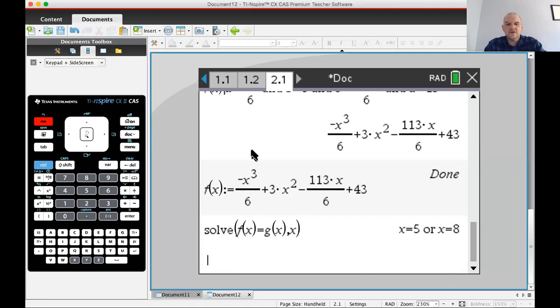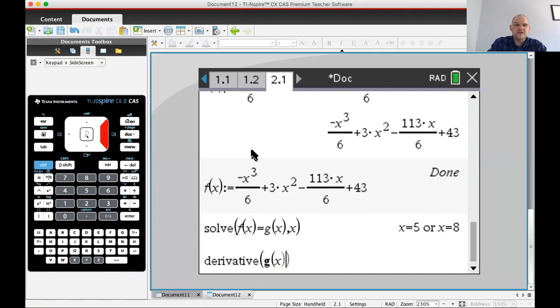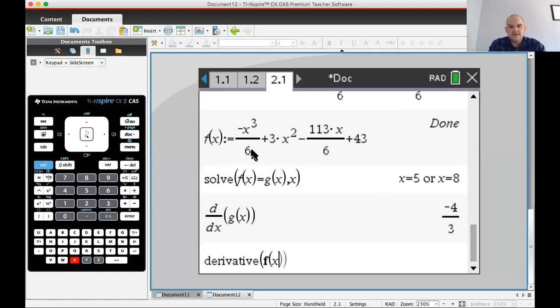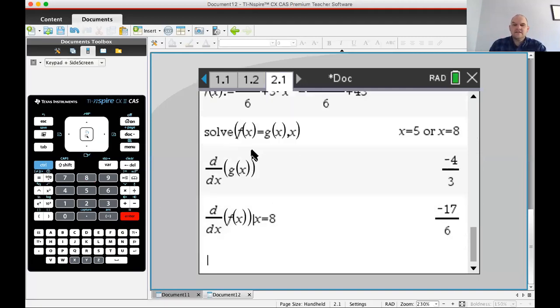Everybody relax. Okay, so now the question is, when they intersect again, is the slope the same? Well, we know the slope of the line. If you're on the computer, you can just type derivative, and then you have to say comma x for what derivative. We know the slope of the line is negative 4/3. Derivative of f of x with respect to x at x equals 8 is not negative 4/3.